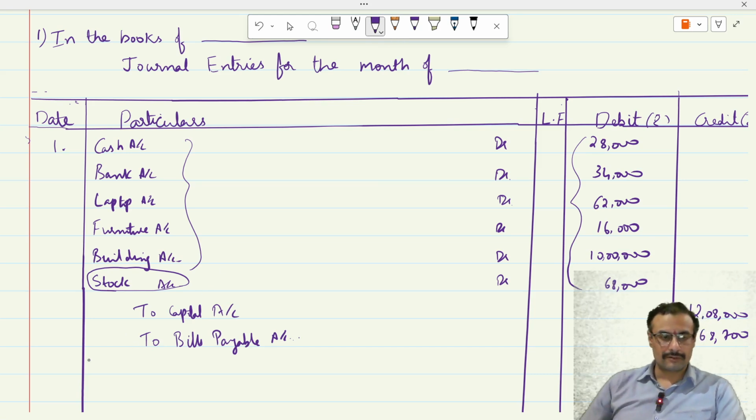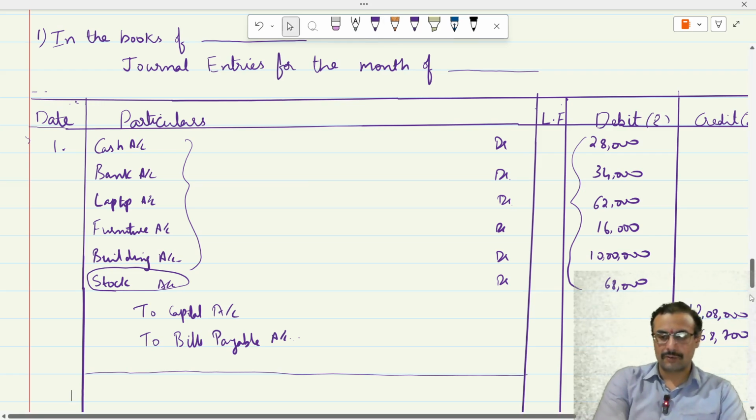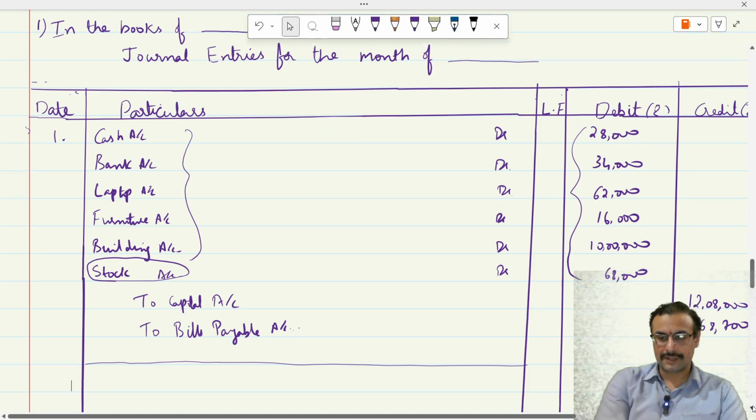Alright. Now in your college they would have taught you to draw one line in the particular column only after writing every journal entry. Now let us move to the next journal entry, next transaction.